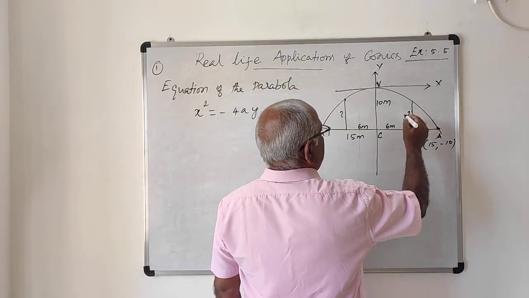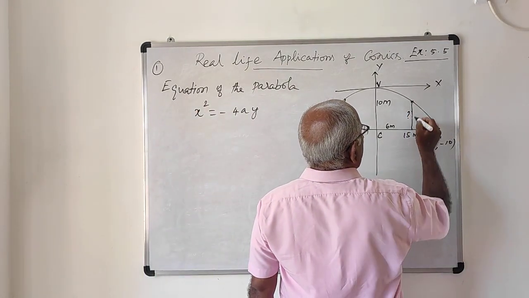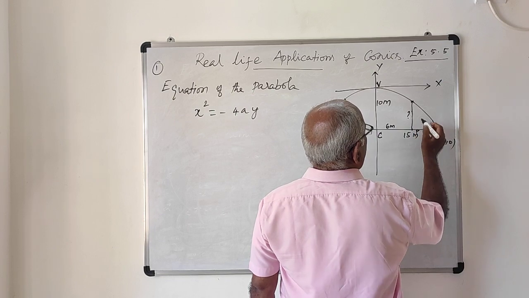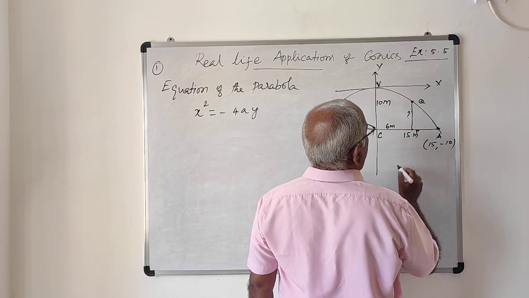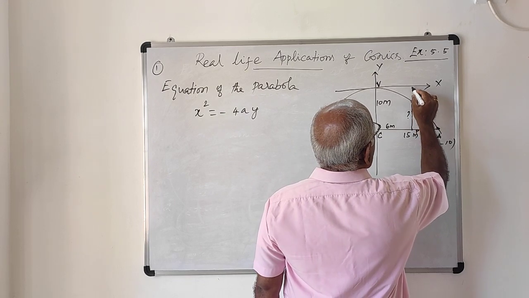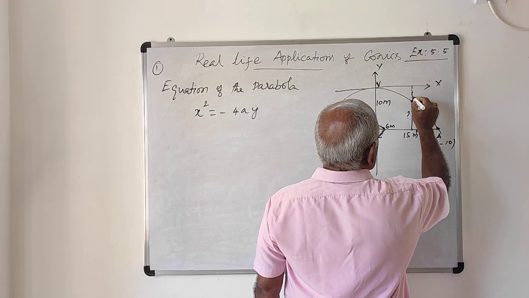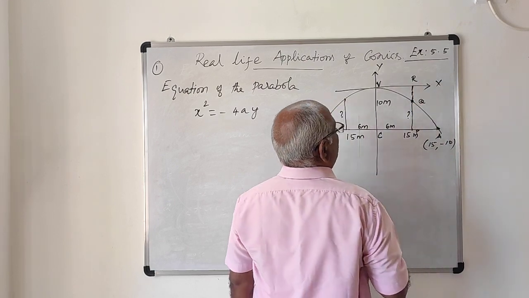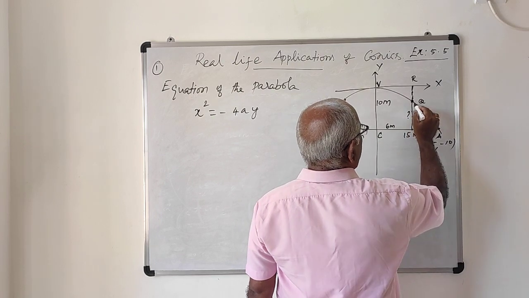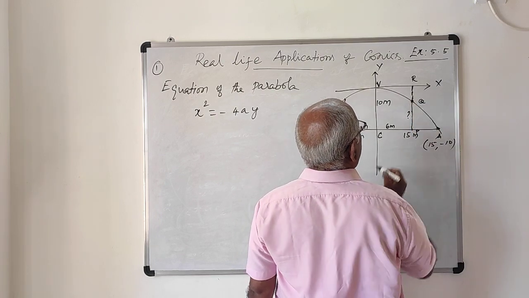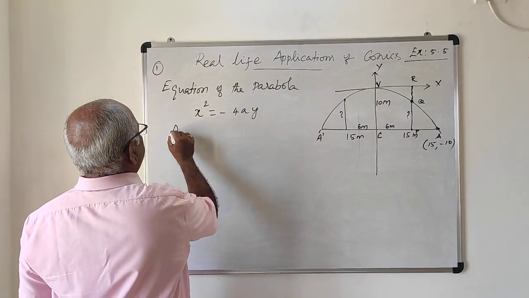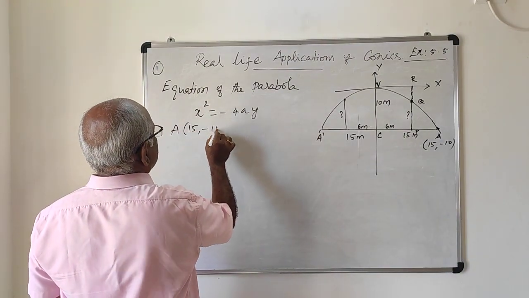And we have to find out this height. Suppose this is the height PQ, and you extend this. This is R. We have to find out this height PQ.